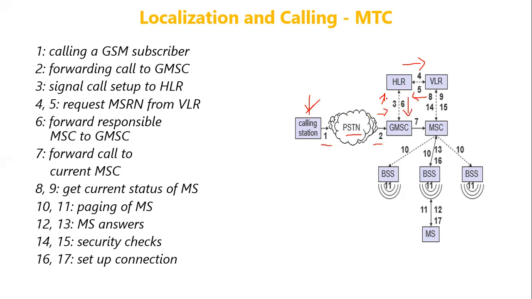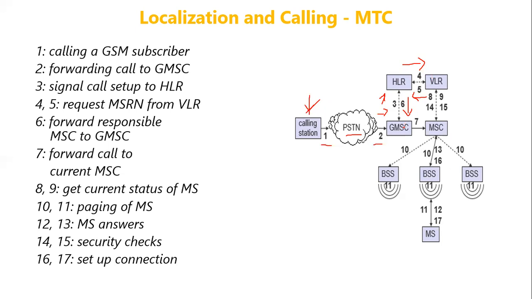So step 3, GMSC requests HLR to find the user identity. And then in step 4, HLR requests VLR to find the user identity. And in step 5, VLR provides the user identity to HLR. Okay, and in step 6, HLR provides that information to GMSC.